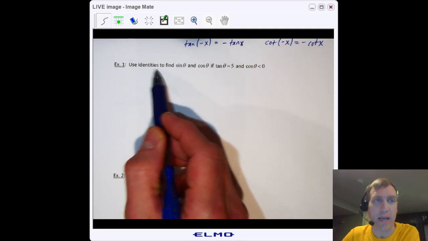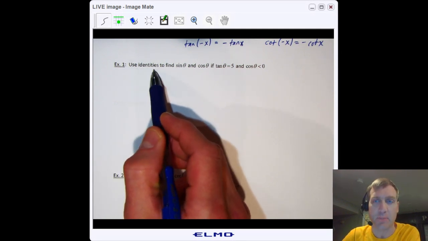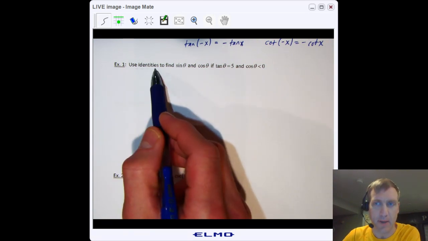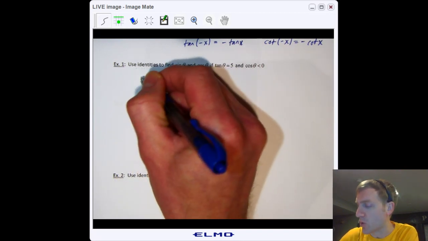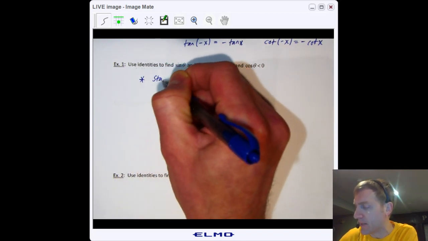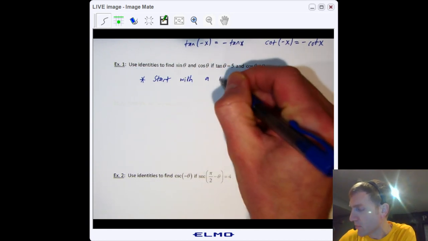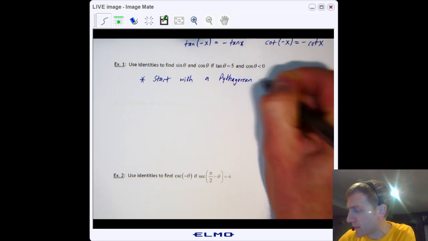They want us to use identities. So I need to see you using identities to solve these problems. You cannot solve them by drawing a triangle. You need to use identities. And for these kinds of problems, you always want to start with one of the Pythagorean identities. So let me write that down. Start with a Pythagorean identity.